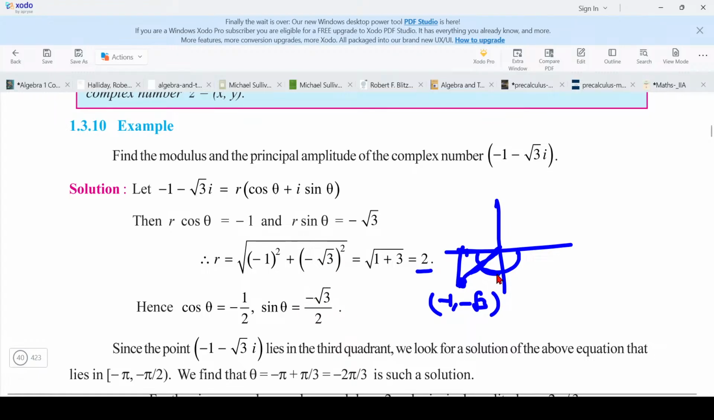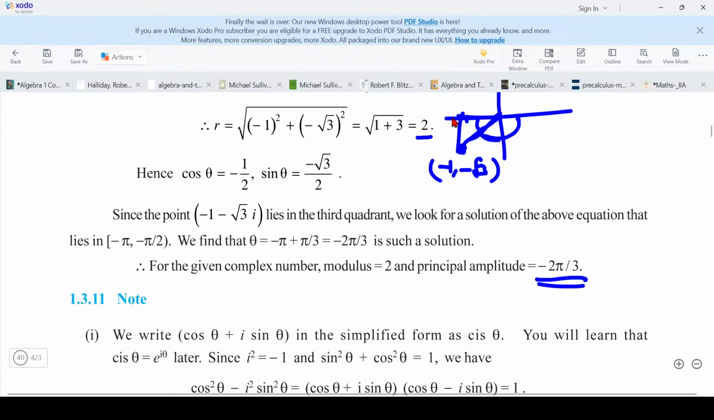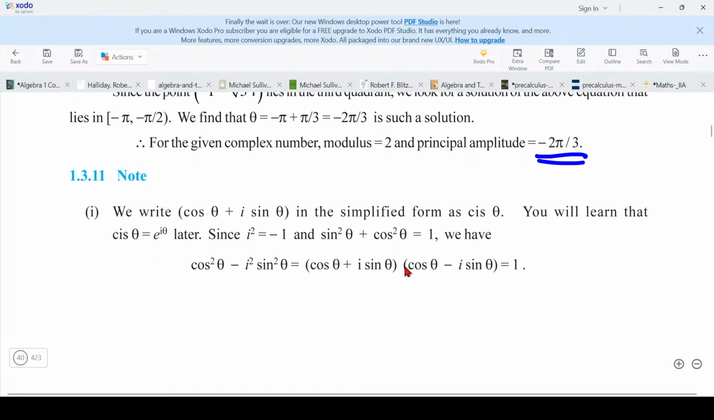This point is actually in the third quadrant. We can easily decide that it is already in the third quadrant, right? And if it is in the third quadrant, what should be the angle? Either you will call it 240 degrees or minus 120 degrees, right? Understood?